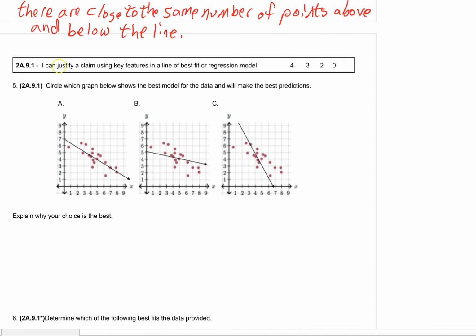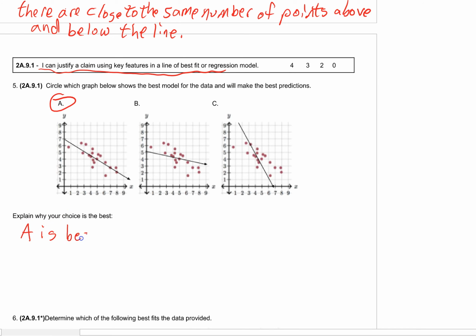Again, proficiency 2A is justifying a claim using the line of best fit or the regression model. So for A, B, and C, we've got a set of data, and they're asking which one would best fit the data. I think it's pretty obvious that A is the line that is closest to all of the points, but let's explain why this choice is best.